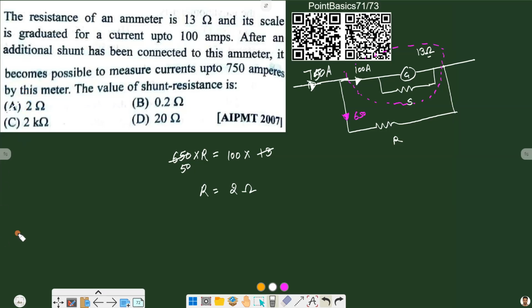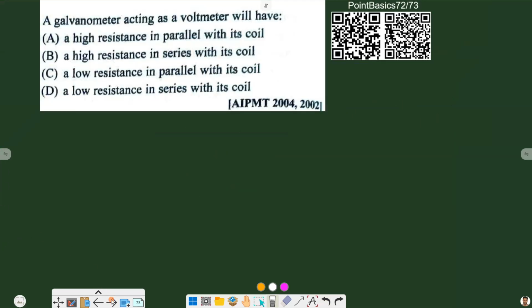Let's move to the next one. A galvanometer acting as a voltmeter will have... So we know that in case of a voltmeter, there is a resistance in series and the value of that resistance is high. So high resistance in series with the coil, option B will be the right answer.